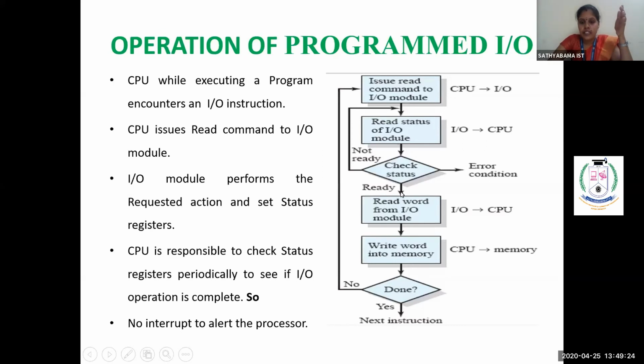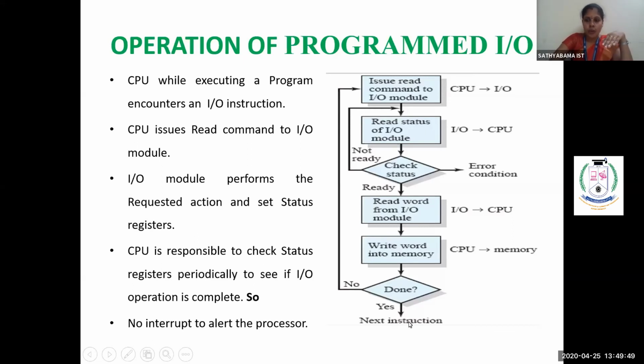If it is ready, it will go to read word. The CPU reads the word from the IO module and writes it into memory, and it will be transferred to the peripheral. If it is not done, it goes back to issue the read command to the IO module. If it is done, it will go to the next instruction.